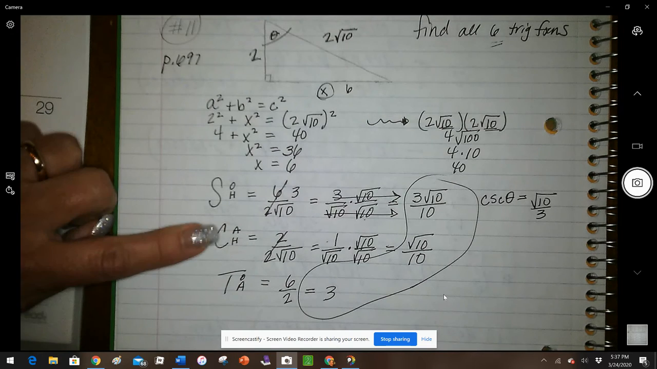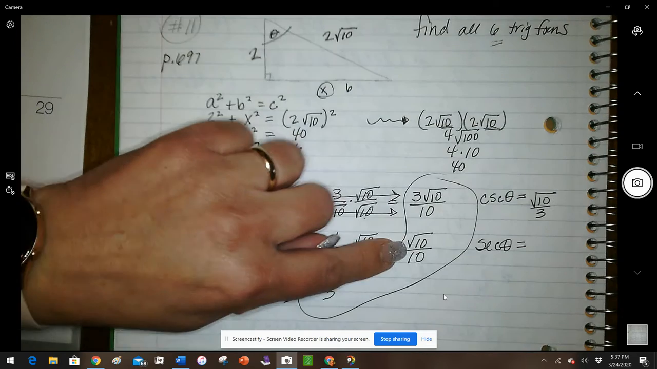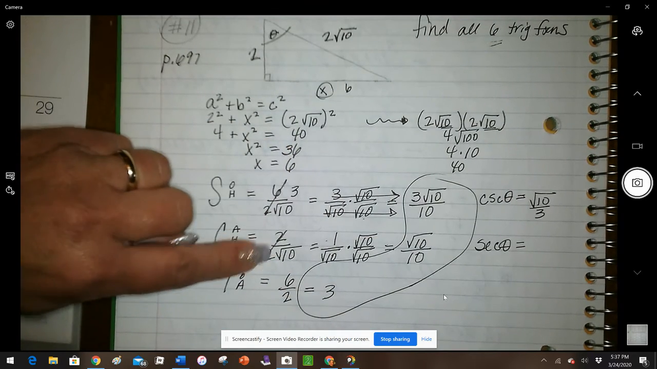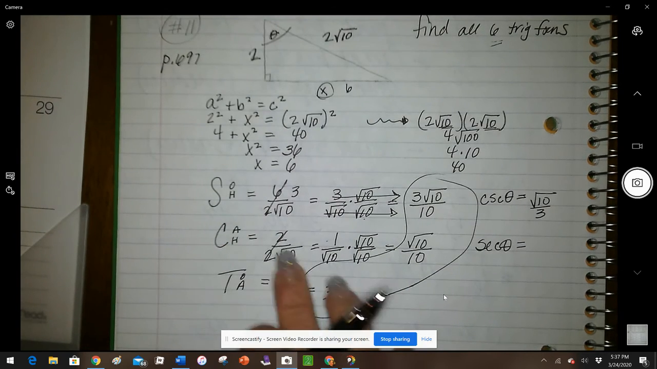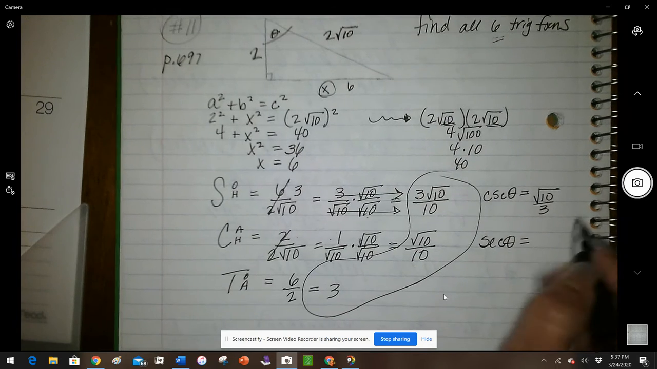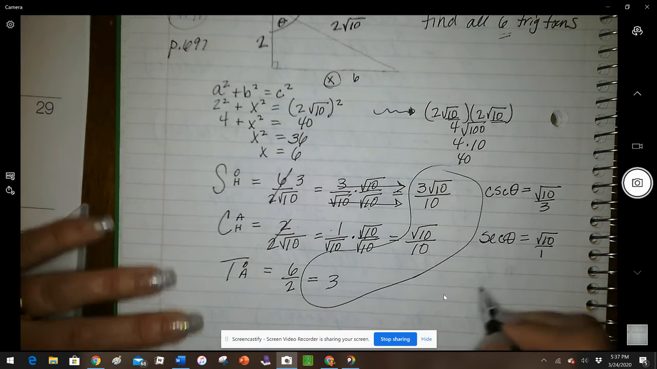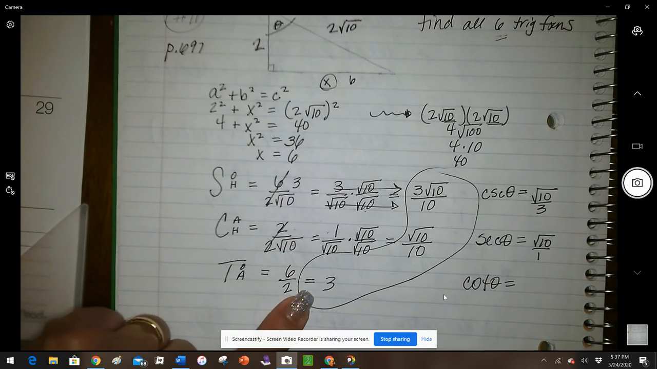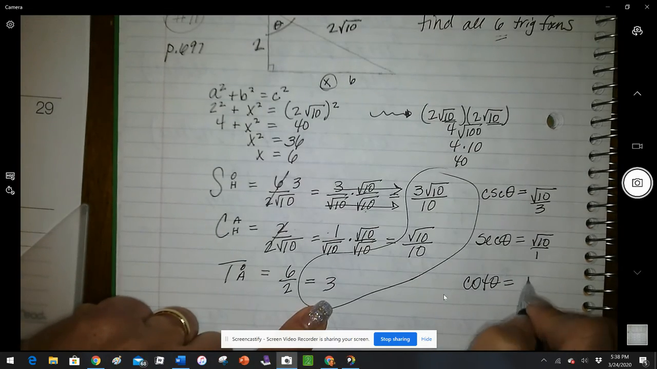The secant of that angle is going to be the cosine flipped upside down. This is my cosine, but again, I'm going to back up a couple of steps because I just don't want to waste the time to rationalize this denominator again, okay? And so I end up getting, this was a 1 over root 10, so this becomes root 10 over 1, or just root 10. And then the cotangent is going to be the tangent upside down. And so the inverse, reciprocal, however you want to word it, of 3 is going to be 1/3.